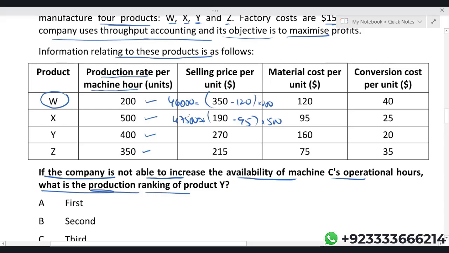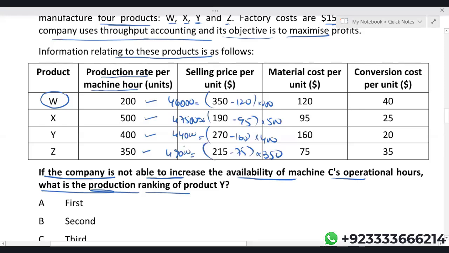270 minus 160 into 400 units. I'm getting 44,000. 215 minus 75 into 350. So we have, okay, 49,000.